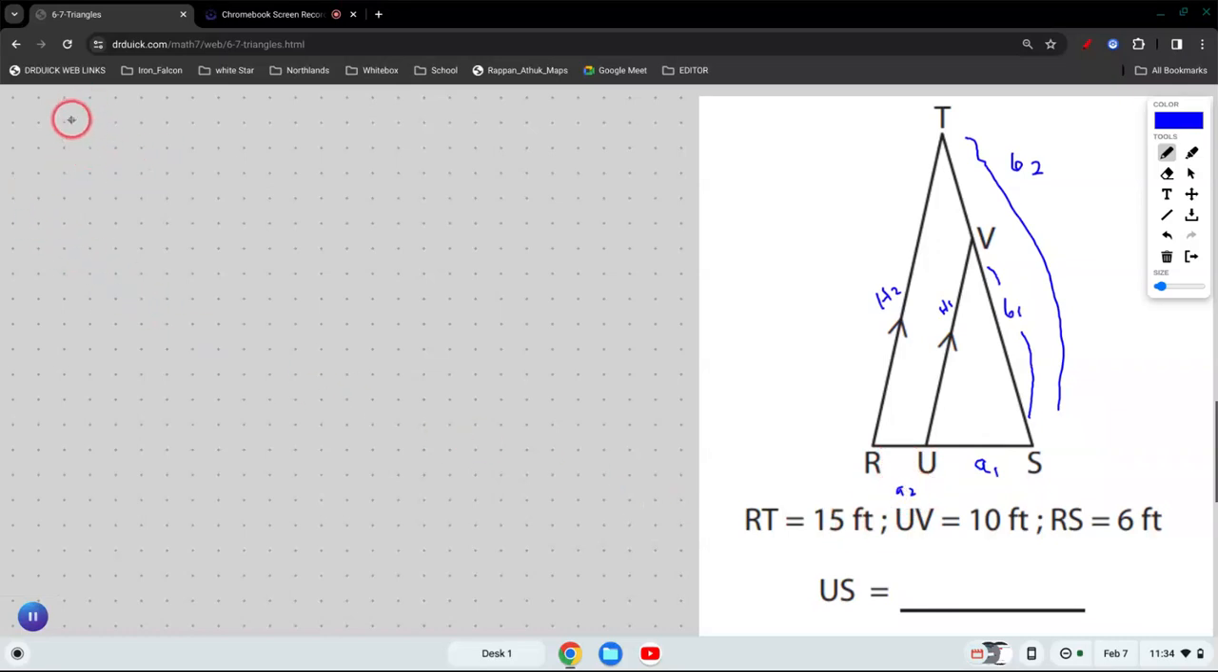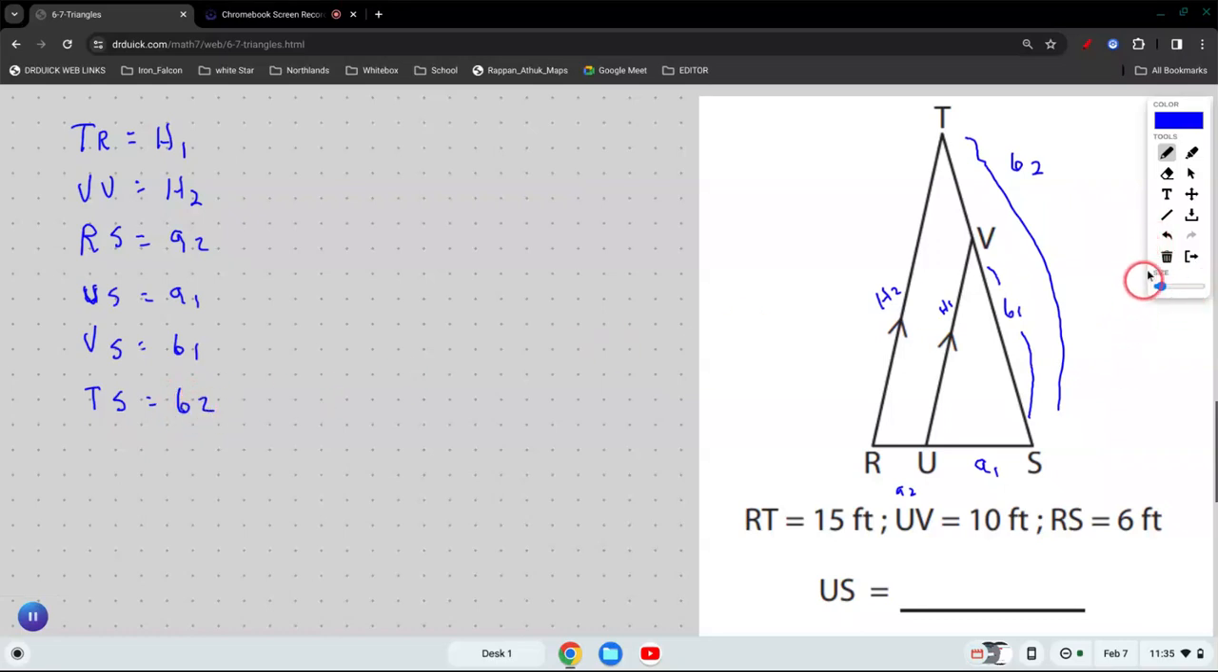So look at this. If I was to write this, TR equals H1. VU would equal H2, all right? It's an easier way to do this. RS equals A2. US equals A1, right? US and VS look a little different, so I'm going to try to make this a little better. There you go. VS equals B1, and then TS equals B2.